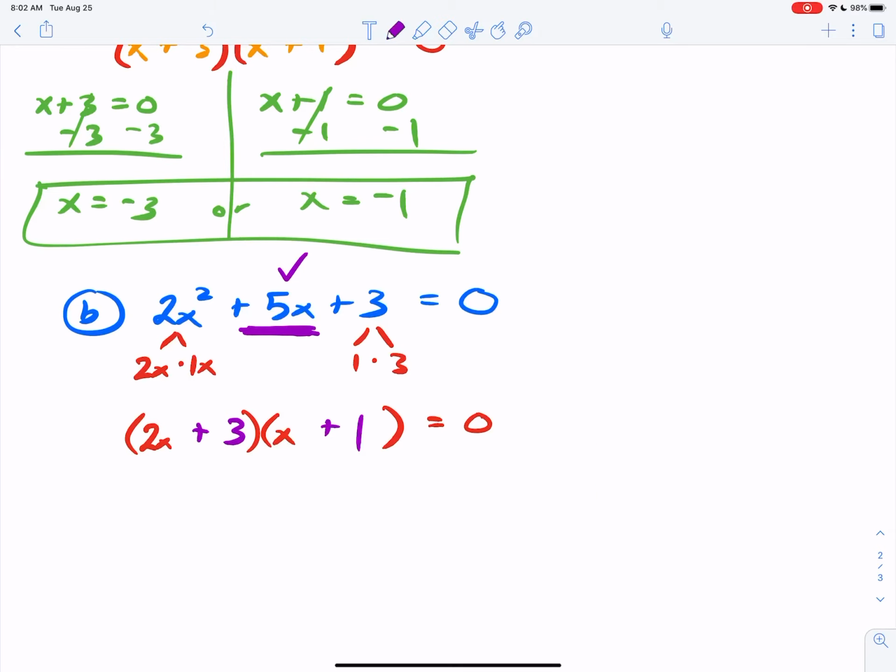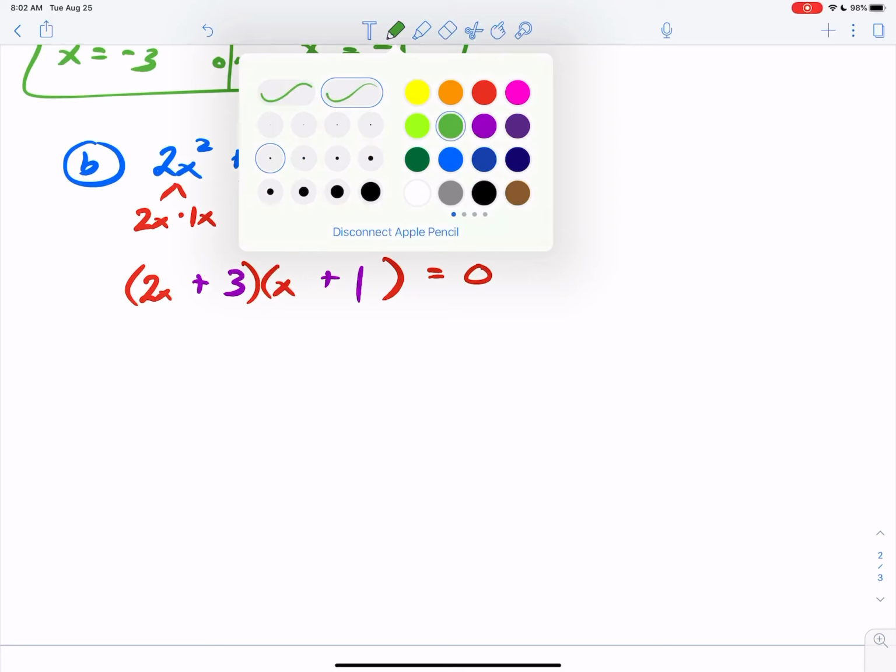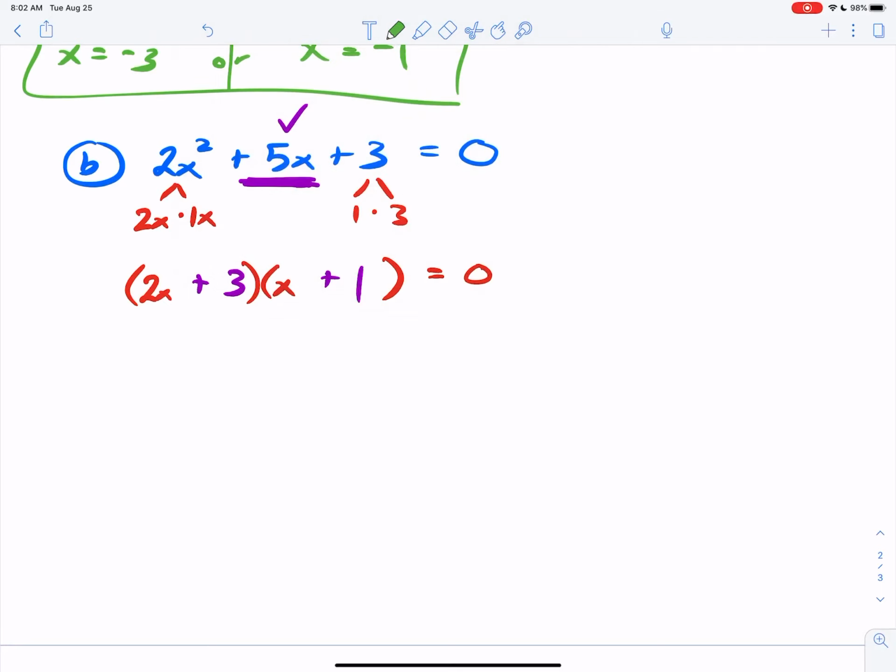So you keep guessing and checking. That's probably the part that takes the longest, relatively. So just take your time with that. Okay, now that we have a zero product property, I can set each factor equal to 0.